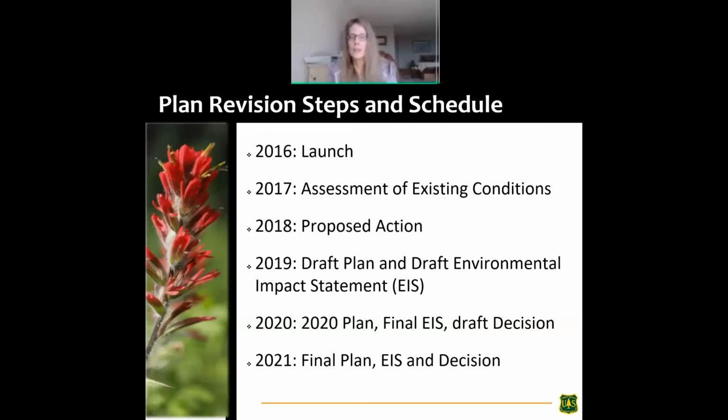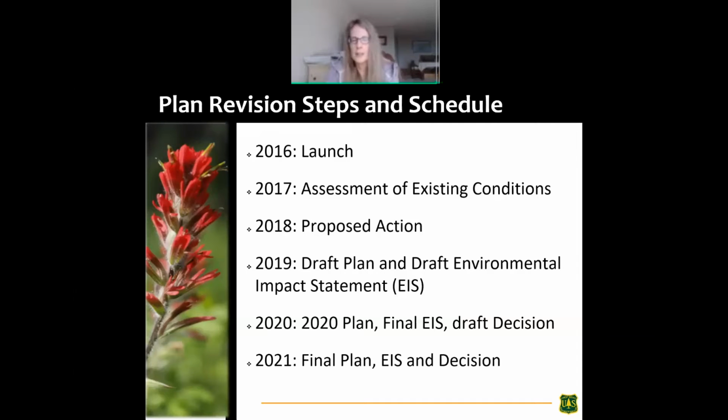In 2019, we developed a draft plan with alternatives and the draft environmental impact statement. Again, we took public comments. And then last July, we're calling it the 2020 plan because it's not quite the final plan, a final EIS and a draft decision. So we're in the last phase. We're working through the objections we received, and we hope to be out with the final plan, an EIS, and the final decision late summer, early fall.